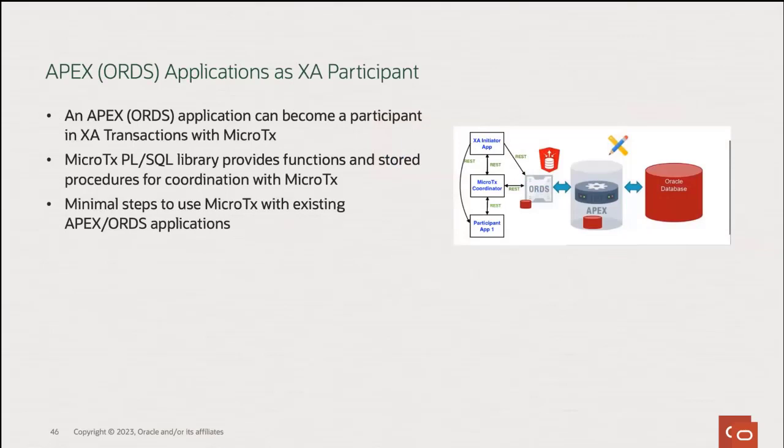So this is how Apex ORDS applications work as XA participants. You can see that there is an XA initiator that initiates the XA transaction. We have the MicroTx coordinator. There is another participant. And then on the right side, the XA ORDS application becomes a second participant in an XA transaction. MicroTx provides a PL/SQL library that has the required functions and stored procedures for coordination with the MicroTx coordinator. And there are very minimal steps required to use MicroTx with existing Apex or ORDS applications.